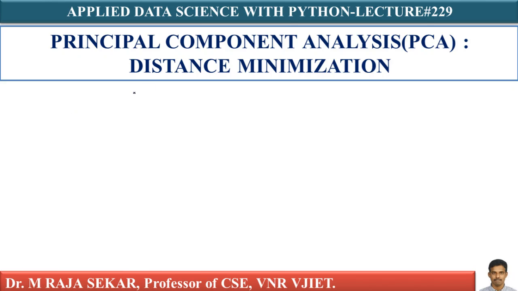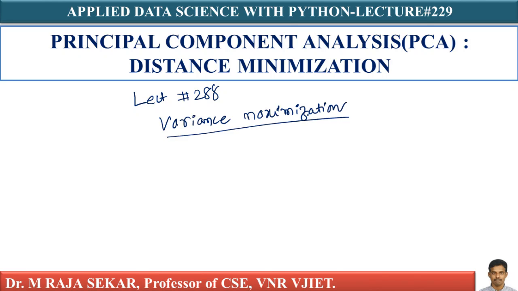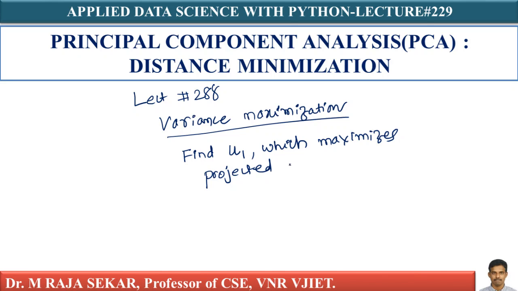We already discussed one interpretation of PCA in lecture number 228. That interpretation is known as the variance maximization interpretation. Here, in the variance maximization interpretation, we find U1 which maximizes the projected variances. This is about our previous lecture, known as the variance maximization interpretation of principal component analysis.